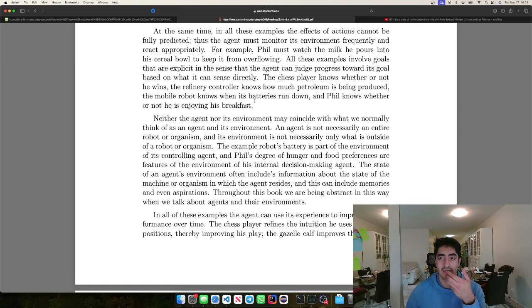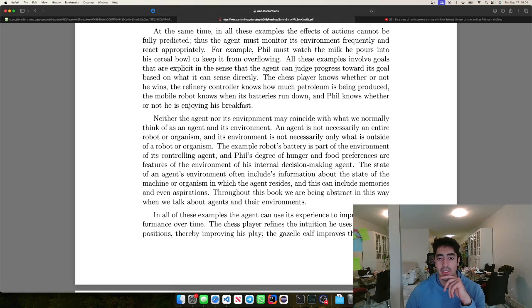All those examples involve goals that are explicit in the sense that the agent can judge progress toward its goal based on what it can sense directly. The chess player knows whether or not he wins. The refinery controller knows how much petroleum is being produced. The mobile robot knows when its batteries run down. And Phil knows whether or not he's enjoying his breakfast.